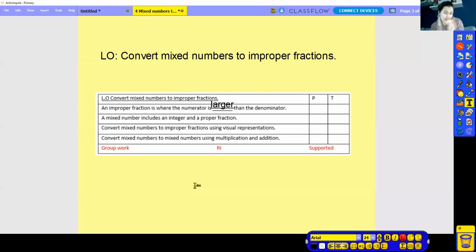So in the last lesson, we were converting from improper fractions, top-heavy fractions, into mixed numbers. And today we're going to go from mixed numbers to improper. So we're doing it the opposite way around, but it is very similar to what we did the other day.